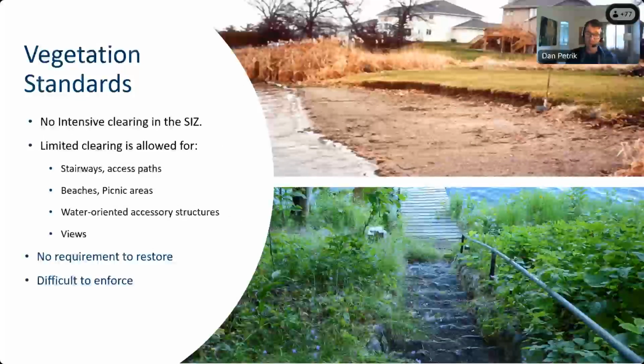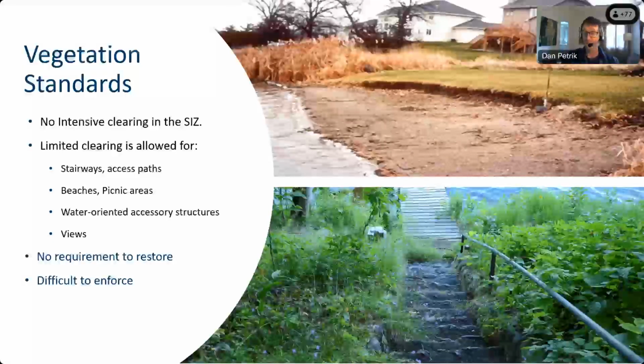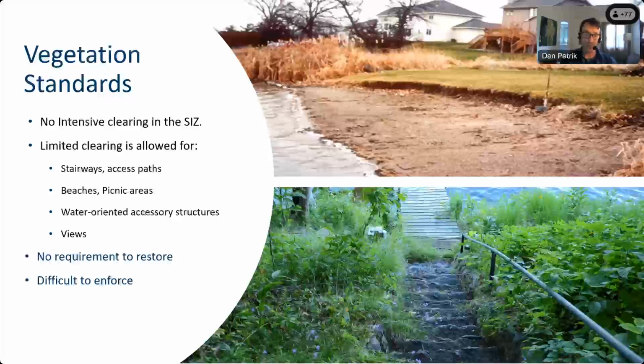Under the standards, there is no intensive clearing within this area. There is a provision for limited clearing for a variety of nearshore uses, but unfortunately, there's no requirement to restore if somebody were to remove it. And it's very difficult to enforce, and that's one of the limitations we have with this regulatory approach. Cities and counties have thousands and thousands of miles in some cases of shoreline to monitor. There simply aren't the resources to do that, and it's very difficult to know when somebody cuts down a nice riparian buffer. So that's sort of the state that we're in.